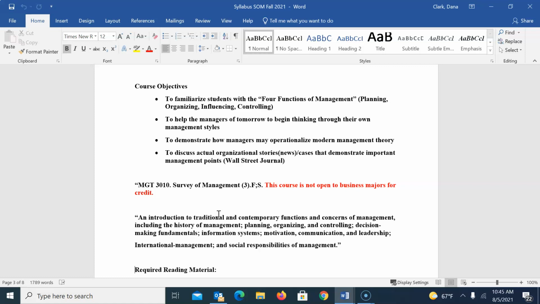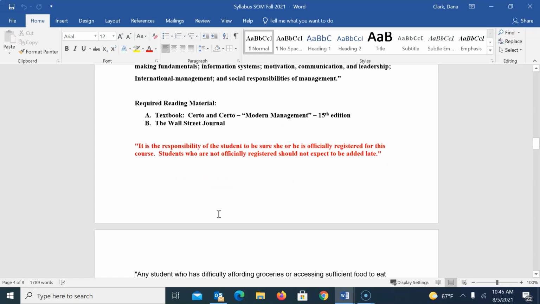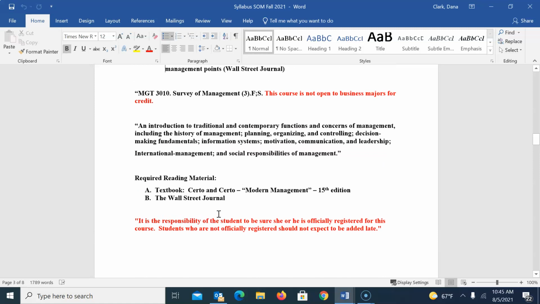We need to tell you right off the top, this course is not open to business majors. So if you're a business major and you somehow slipped through the system and got in, this class will not count for you. You'll see this quote here, this is what we actually have out there for what the class is about. Reading material, Certo and Certo, Modern Management, and the Wall Street Journal.